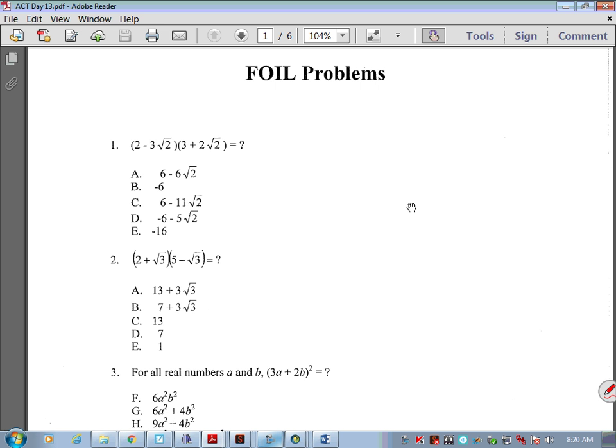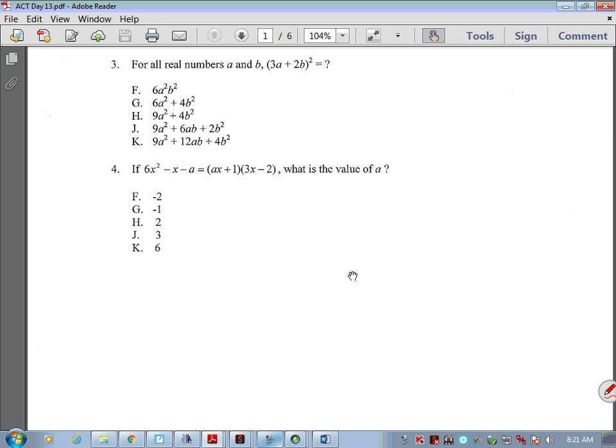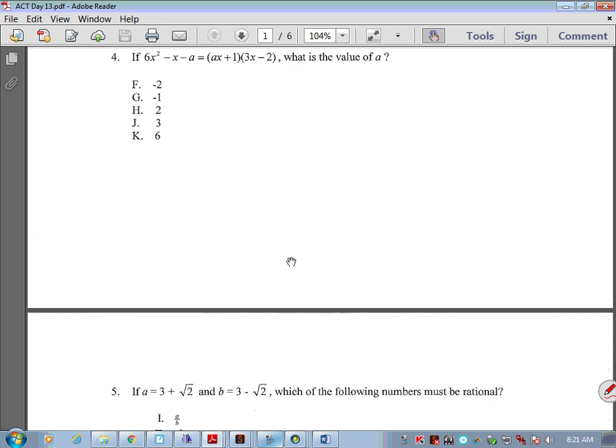All right, question number 1 should be D, -6 minus 5 radical 2. Number 2 is B, 7 plus 3 radical 3. Number 3 is K, 9a squared plus 12ab plus 4b squared. 4 is H, which is 2. Okay, so you might have some questions on that one.